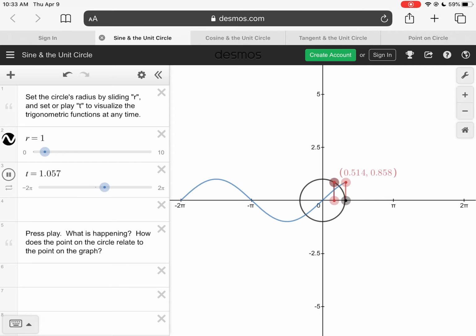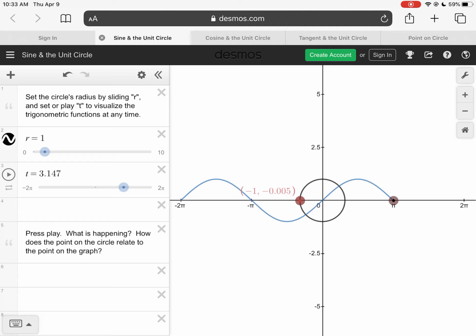Any guesses on what's going on here? Hopefully you're seeing a little clue as you watch those two line segments being very, very similar. Notice the two red line segments are always the same length. So what's happening here is we've just graphed part of a sine curve.